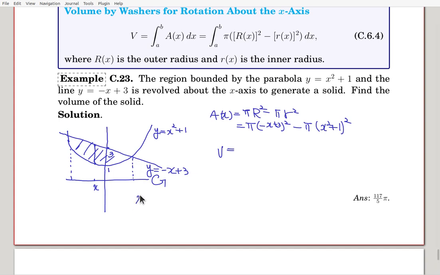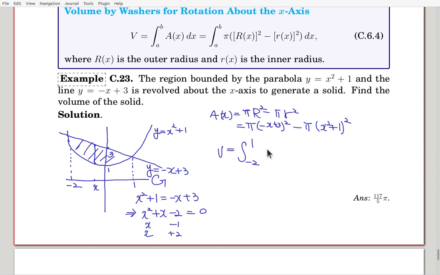So here, x squared plus 1 equals minus x plus 3. If we move this to the other side, we get x squared plus x minus 2 equals 0. Factoring, that is (x plus 2)(x minus 1). So here that is minus 2, and that is 1. Okay, the lower bound is minus 2, and the upper bound is 1.